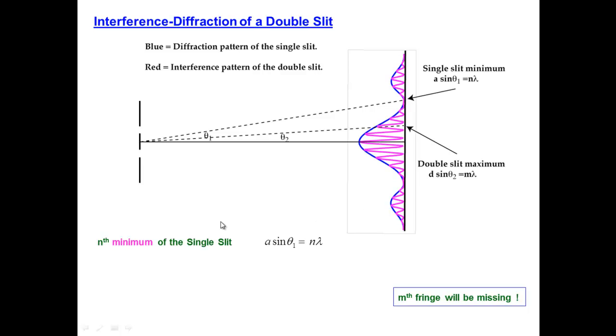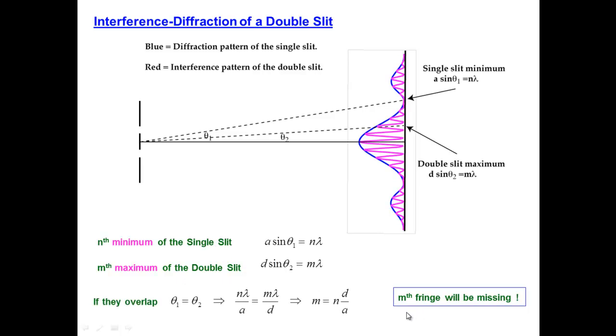Let's say that the nth minimum for the single slit, which is given by this equation here, occurs at the same angle, theta 1, as the nth maximum of the double slit. So if these two angles, theta 1 and theta 2, are the same, then where there would have been a maximum for the double slit pattern, there won't be, because it will occur at the same spot as the minimum for the single slit pattern. In other words, this nth fringe will be missing.